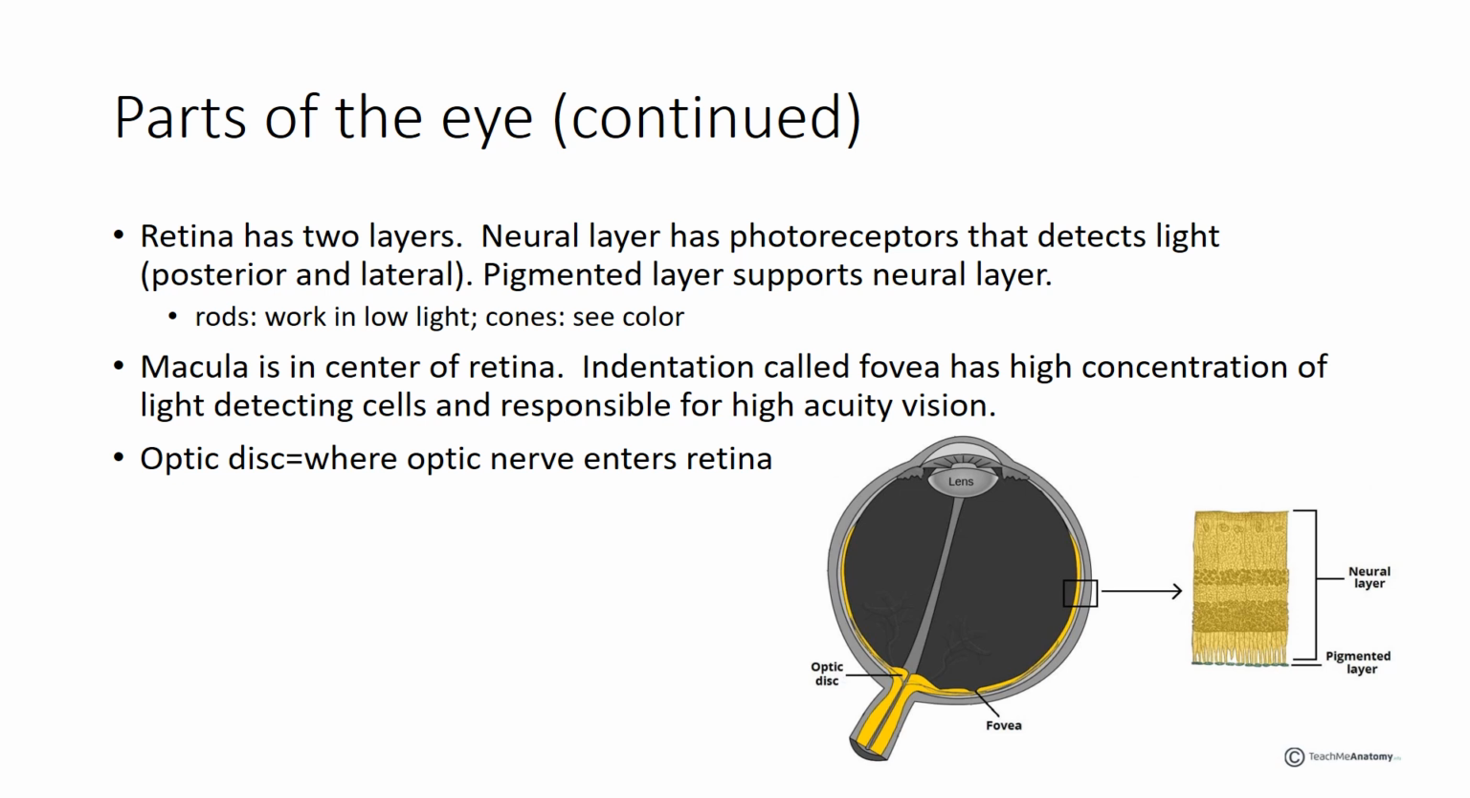And the macula is in the center of the retina, with an indentation called the fovea that has a high concentration of light detecting cells, and that's why it is responsible for that high acuity vision that we've already mentioned. The optic disc is where the optic nerve enters the retina, and here's something kind of interesting about that you probably already knew, and that is where the connection is between the disc and the retina.